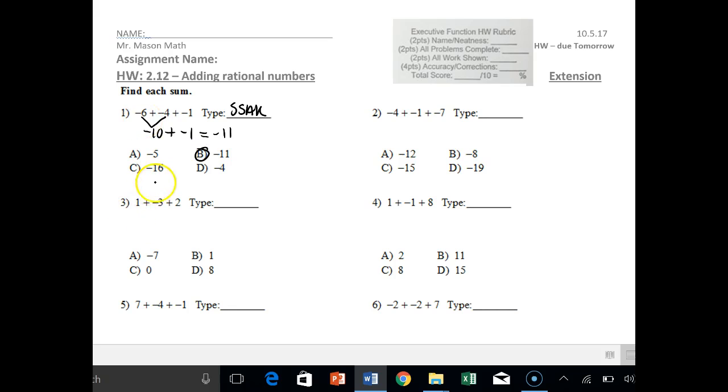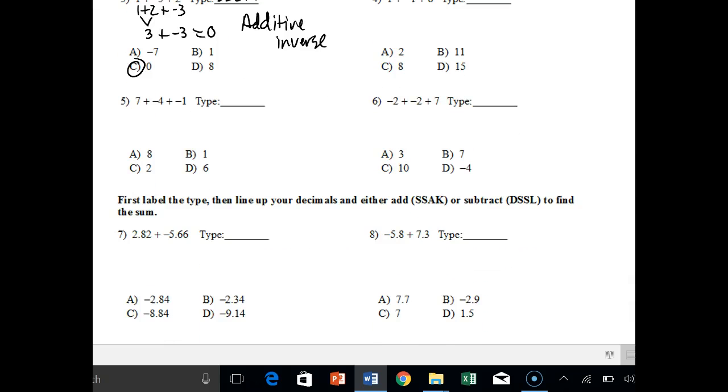Number 3, I have 1 plus -3 plus 2. I already see that I have different signs, so different signs subtract more. But first, I would rewrite this as 1 plus 2 plus -3. Then I could say, all right, 1 plus 2, that's 3. Now I can use my rules of different signs, subtract and keep the sign that has more. So when I do 3 minus 3, I get 0. This is called the additive inverse, right? Do I want you to write that down? Absolutely, 0.